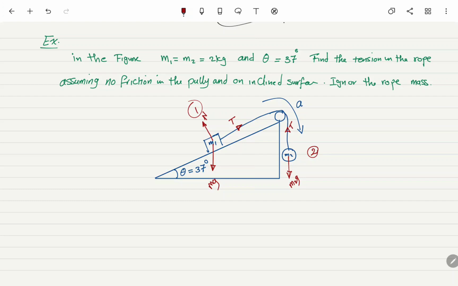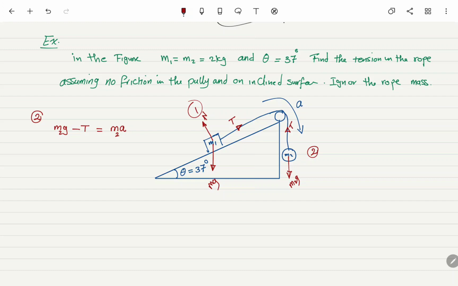Now, starting from the easiest one, which is system number 2. At system number 2, we use the one with the acceleration start with it, which means m2g minus tension equal to m2a.